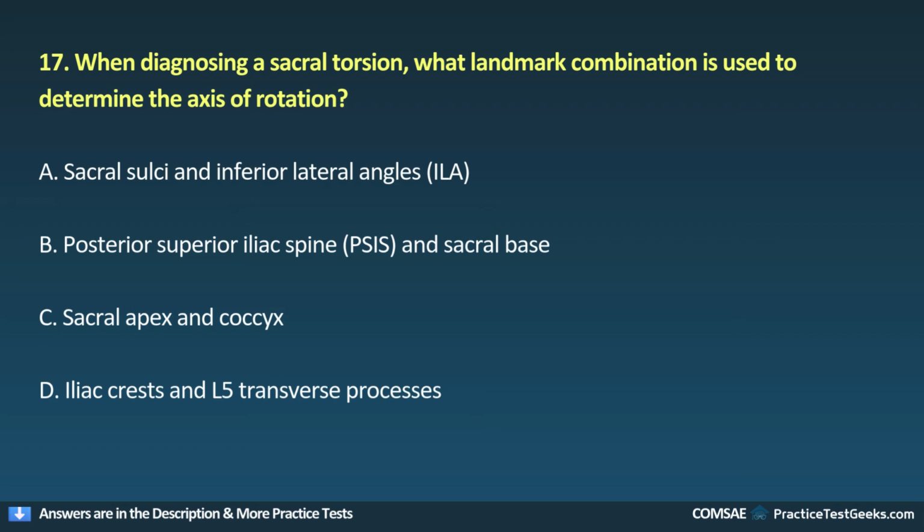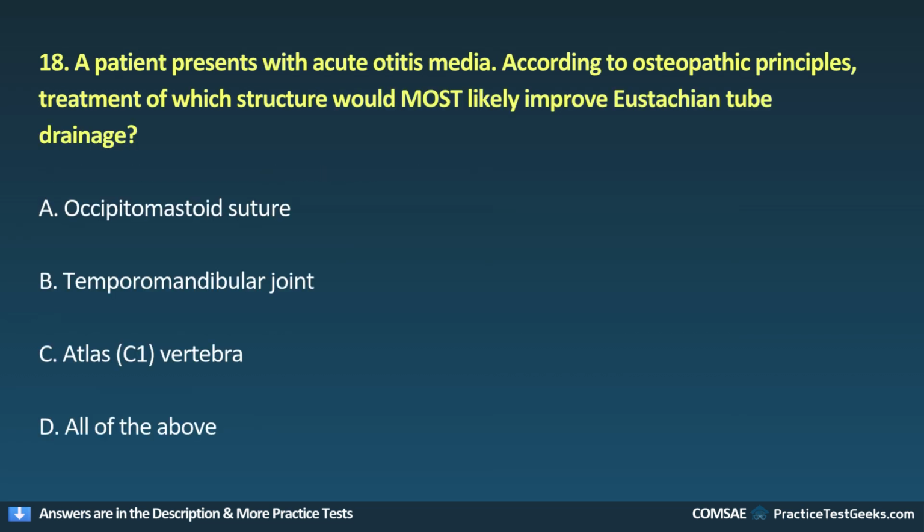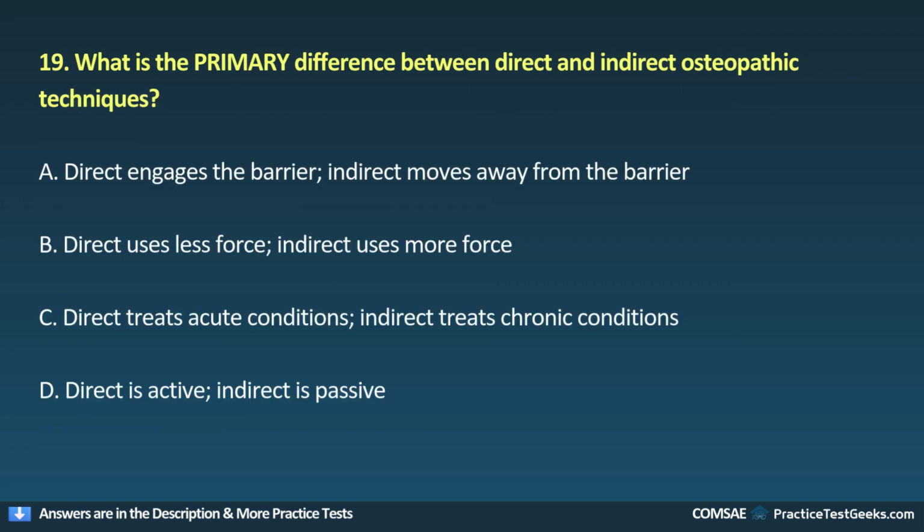Apex. D. Iliac crests and L5 transverse processes. 18. A patient presents with acute otitis media. According to osteopathic principles, treatment of which structure would most likely improve eustachian tube drainage? A. Occipitomastoid suture. B. Temporomandibular joint. C. Atlas seam vertebra. D. All of the above.